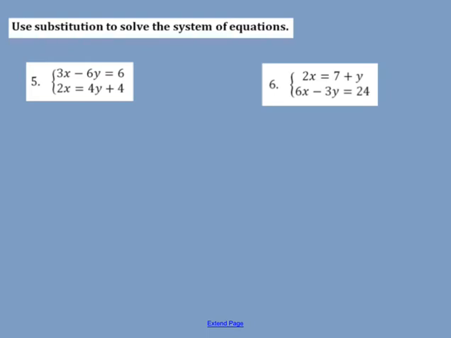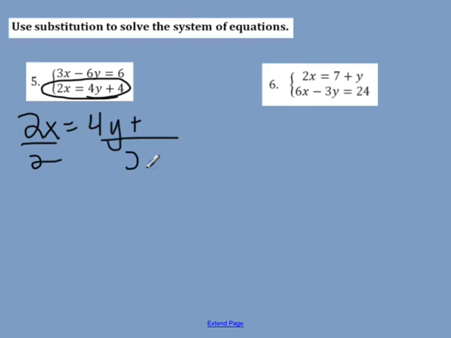So, first of all, in order for us to use substitution, we're going to have to solve. This one looks like I could very easily solve it for x. So I'm going to do that. So I have 2x is equal to 4y plus 4. So I'm going to divide both sides by 2 so that I can solve for x. So then I end up getting x is equal to 4y divided by 2 is 2y, and 4 divided by 2 is 2. So I get that x is equal to 2y plus 2.